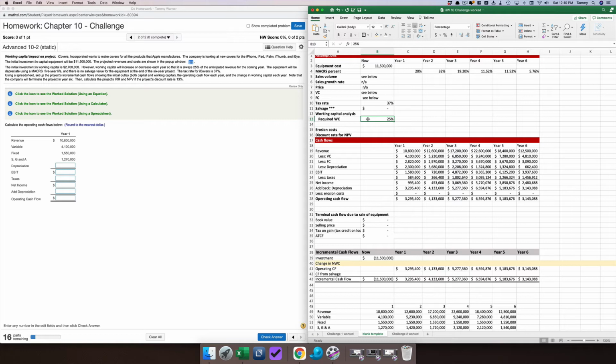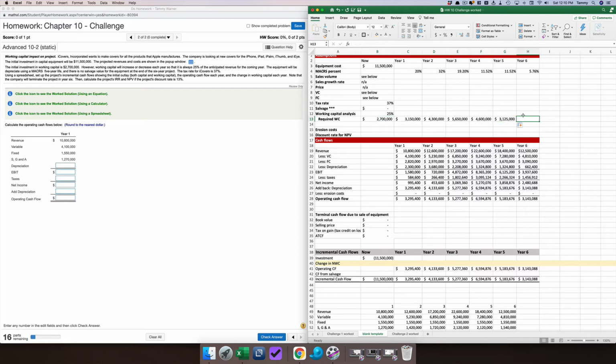Okay, so our required working capital. So in the first year, or in the beginning of time, actually, let's move that up there. Okay, so now we can go ahead and create our analysis. Right, so our required working capital at the beginning is going to be 25% of revenue, which should give us that 2.7 million. Yep. Okay. So let's go ahead and make that 25% an absolute cell reference and bring that calculation across.